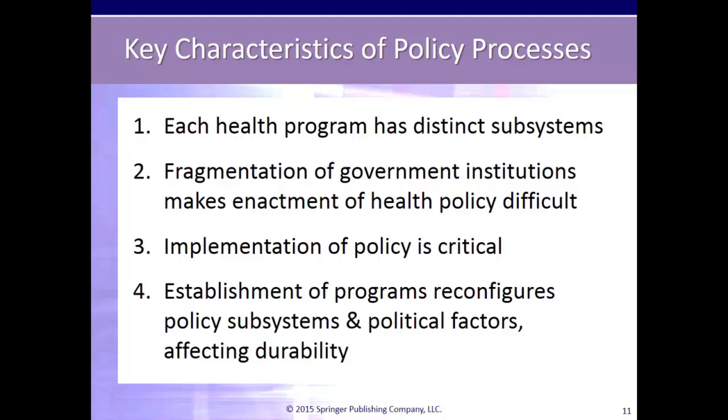The third characteristic described is implementation of policy and how critical it is to the policy process. Once a bill becomes law, there are many federal agencies that develop the rules about how these laws are interpreted and implemented. The fourth characteristic is how the establishment of health programs like Medicare and Medicaid impacts the policy subsystem or the stakeholders. Once a program is enacted, it's pretty hard to get rid of it if it is popular. And also, programs sometimes just die due to barriers or lack of support.